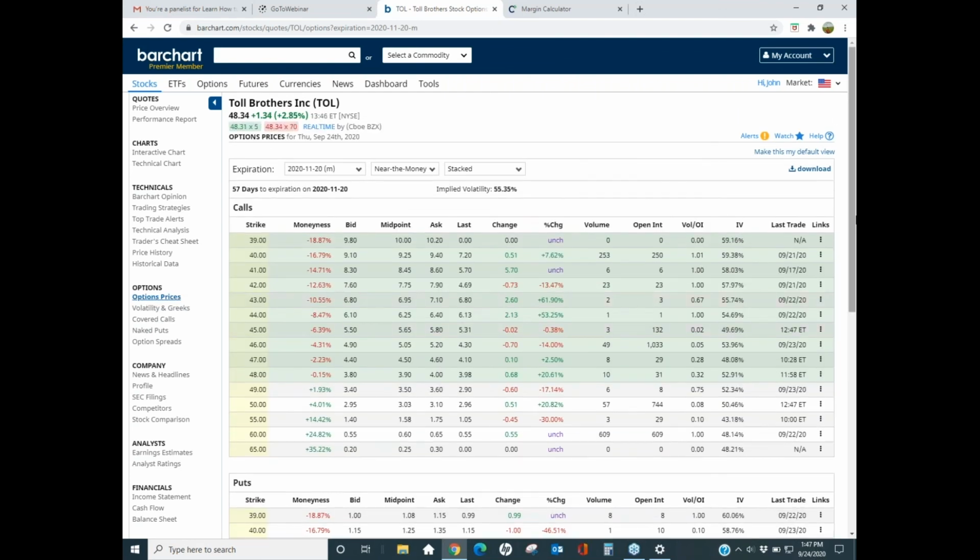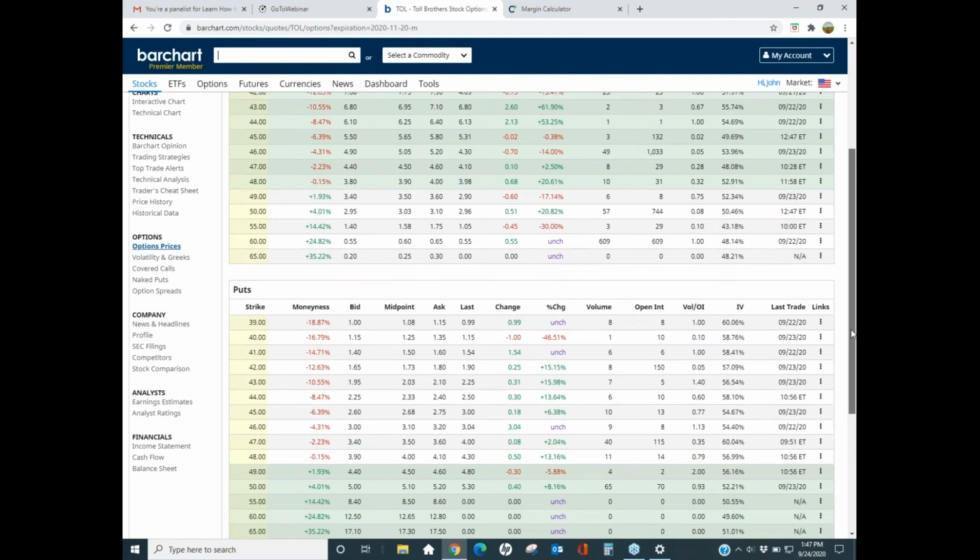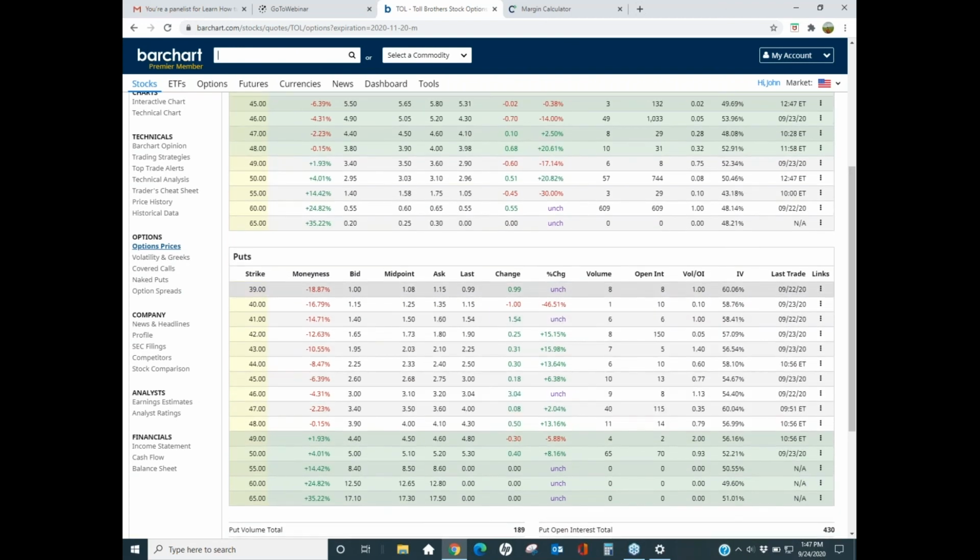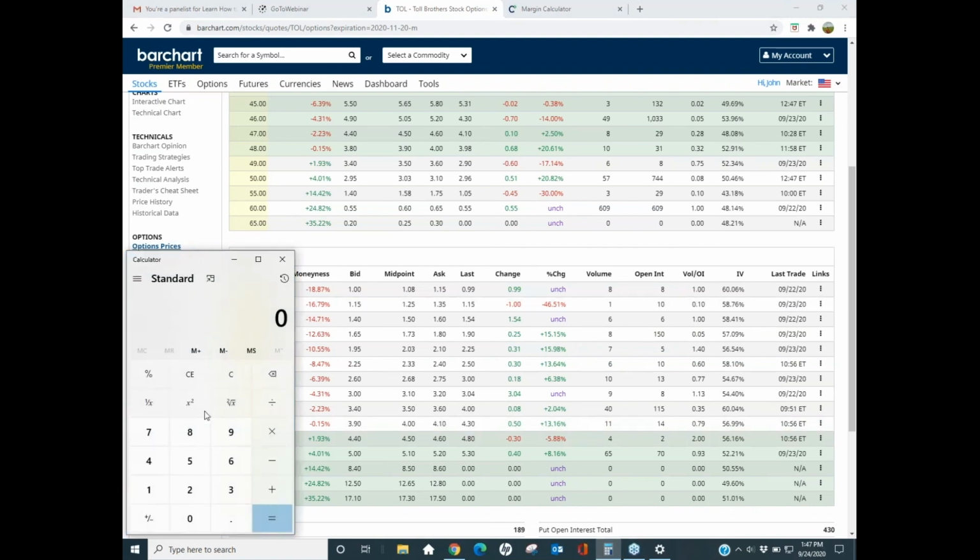We can always go to our options grid, and we do have a $40 strike where we're going to take in $1.15, right? So now we're going to have to do that math ourselves. So if we have a $40 strike, we take in $1.15. $40 minus $1.15. Our break even is $38.85.